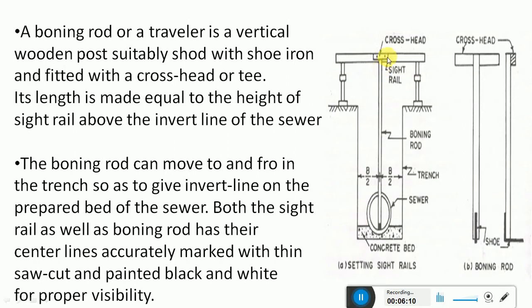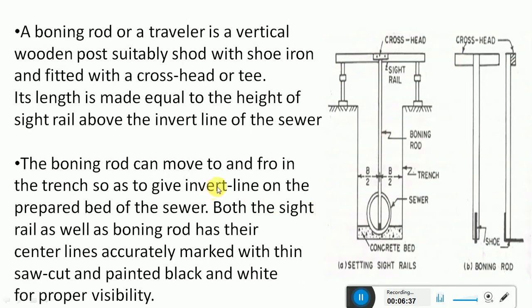With the help of this boning rod we will have the cross head here. The cross head is used to check the alignment, whether the sewer has been properly laid according to the design or not. It is also made up of a cross head with a T so that it can be easily seen, and this method is followed for the alignment and grading setting.